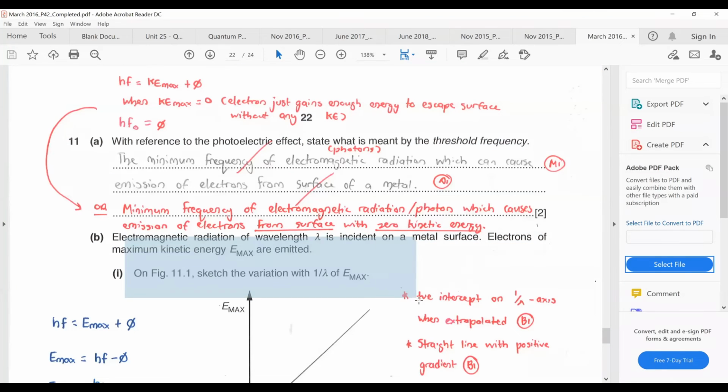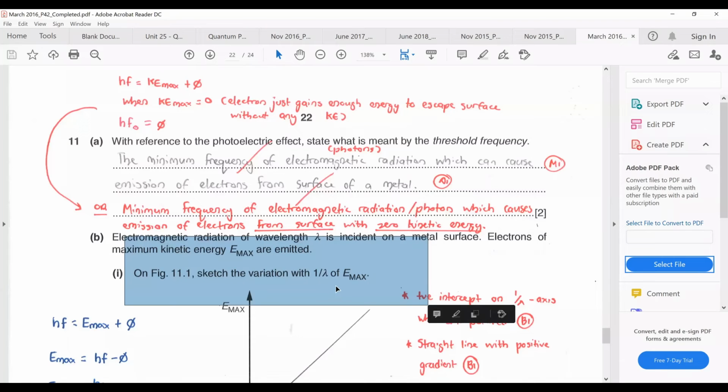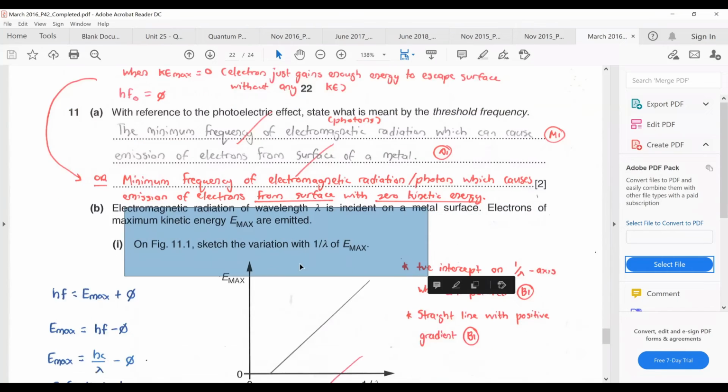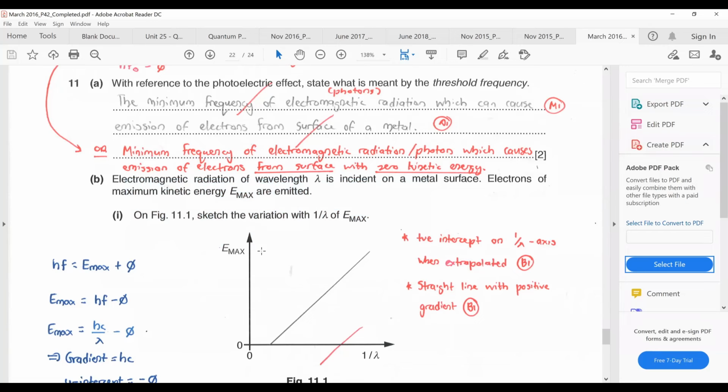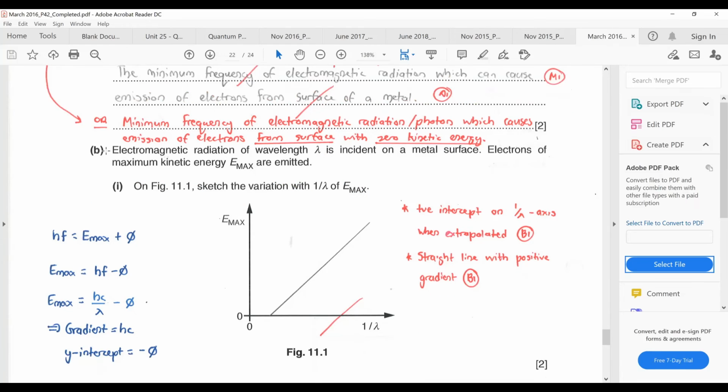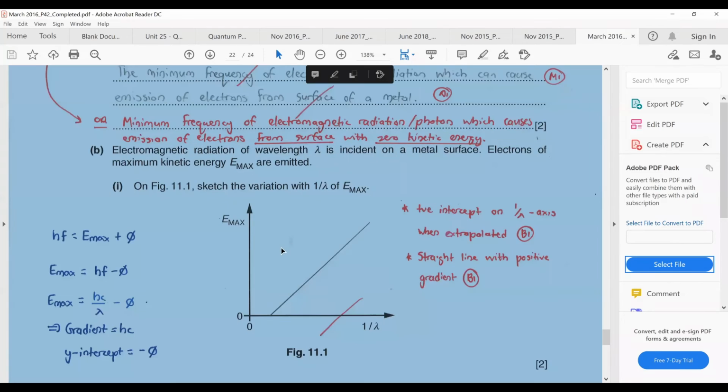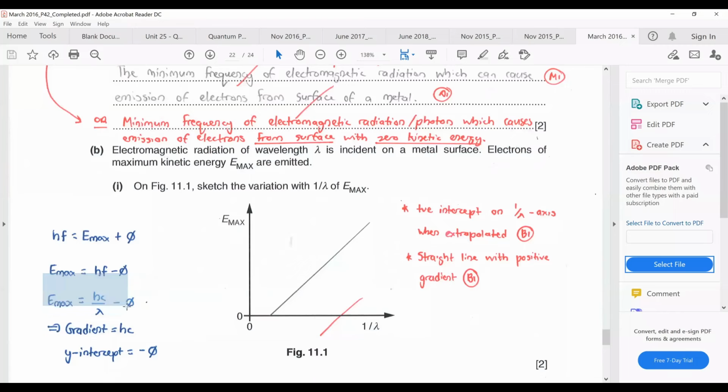Then B: electromagnetic radiation of wavelength lambda is incident on the metal surface. Electrons with maximum kinetic energy, Emax, are emitted. On figure 1.1, sketch the variation with 1 over lambda of Emax. I've already done this a lot of times for you just now. To plot a graph of Emax versus 1 over lambda, you make use of the photoelectric equation. Eventually you get this form, and you notice it's supposed to be a straight line graph with a negative y-intercept. So you're supposed to get this.